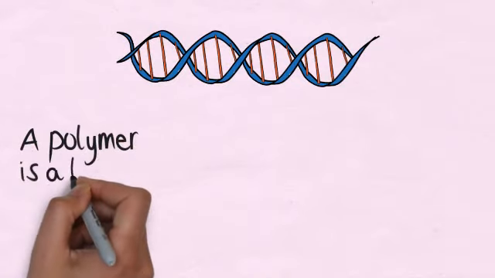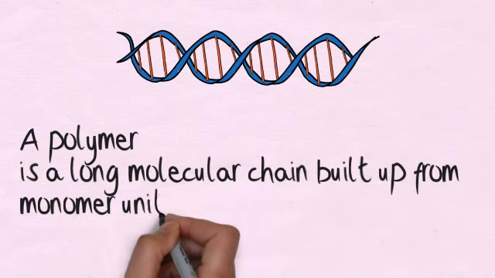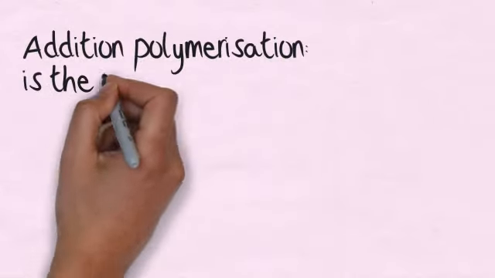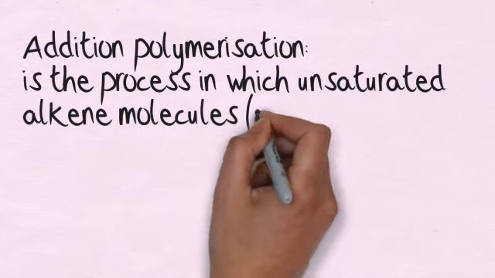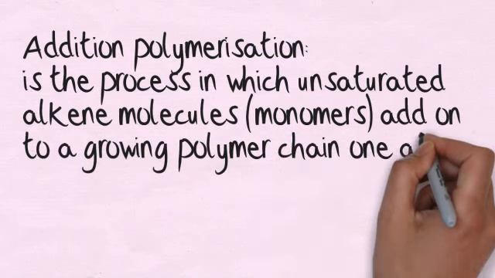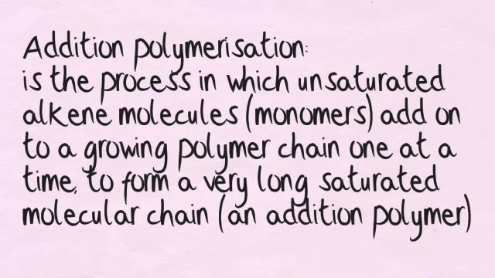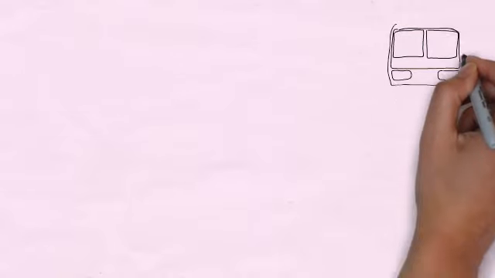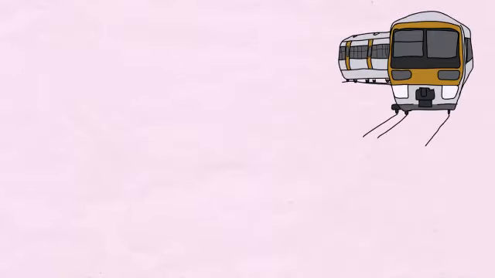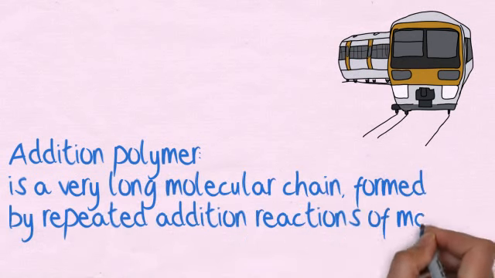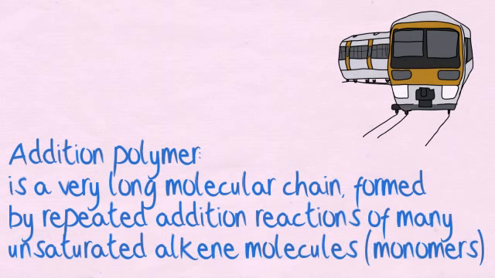A polymer is a long molecular chain built up from monomer units. Addition polymerisation. This is the process in which unsaturated alkene molecules or monomers add on to a growing polymer chain one at a time to form a very long saturated molecular chain, an addition polymer. An addition polymer is a very long molecular chain formed by repeated addition reactions of many unsaturated alkene molecules or monomers.